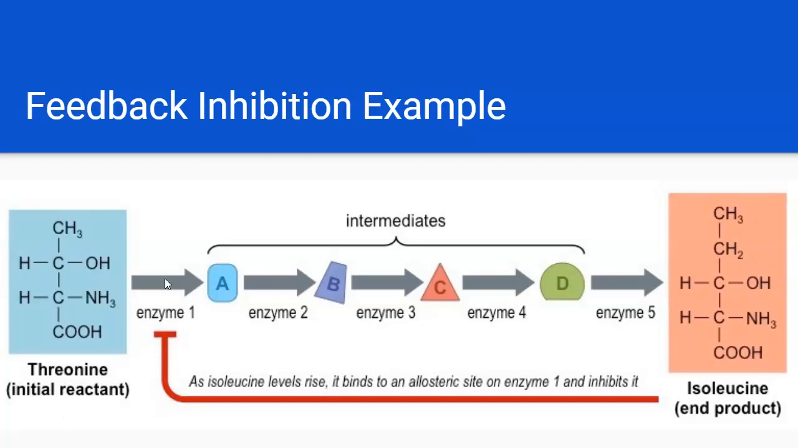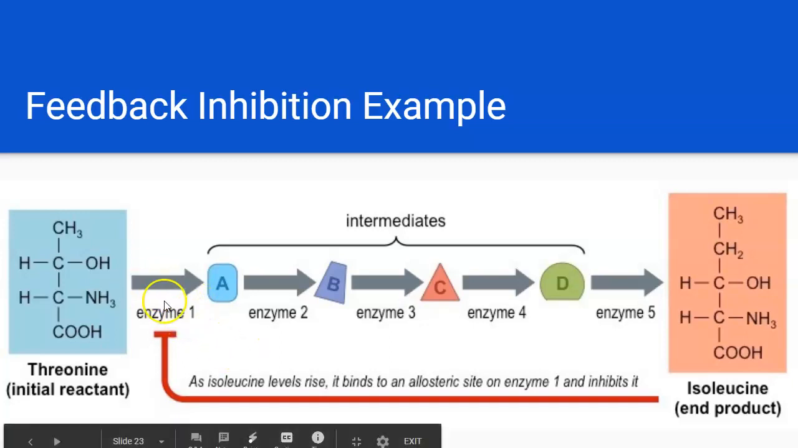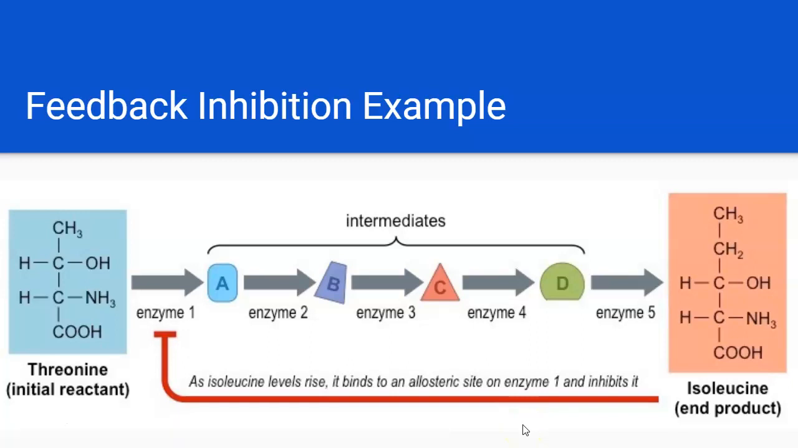Then when levels drop to a low amount, they won't inhibit the enzyme anymore, or very infrequently, and you'll make more isoleucine. So this is just a way to control the population of what you're trying to make in the cell. And with that, we've completed enzymes.